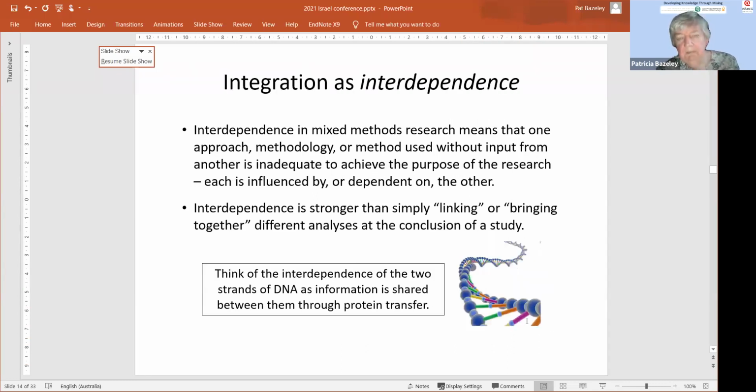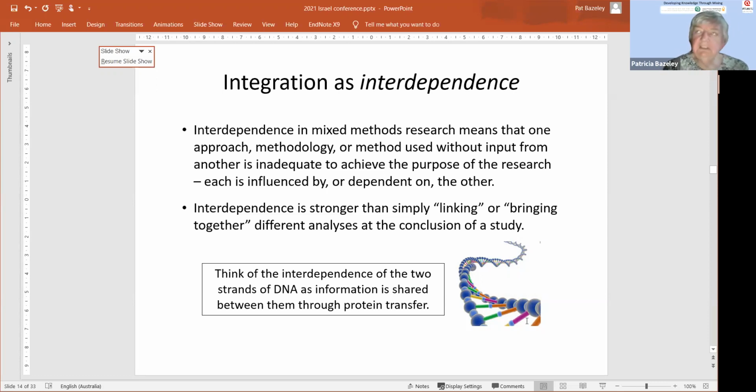Integration, if you note the other key word that was in that definition, is seen, in my view, as interdependence. That means that any approach or methodology or method used without input from another will be inadequate to achieve the purpose of the research. So each is influenced by or dependent on the other. So that's stronger than simply linking or bringing together different analyses at the conclusion of a study.